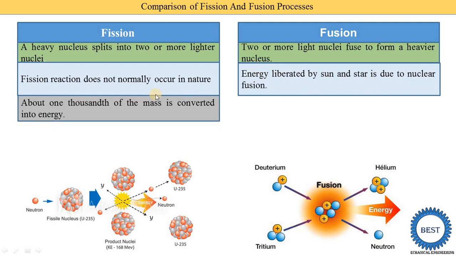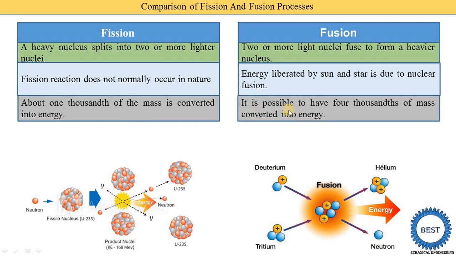Third point: about 1000 of the mass is converted into energy, and in a fusion it is possible to have 4000 of mass converted into energy. Means during the fusion reaction more energy is produced compared to the fission process.